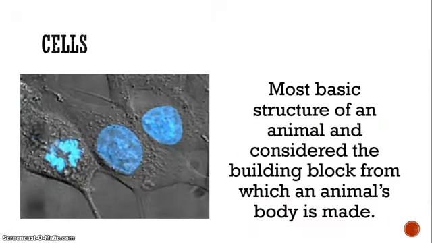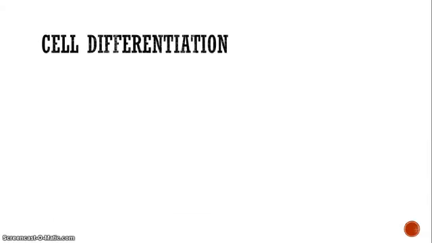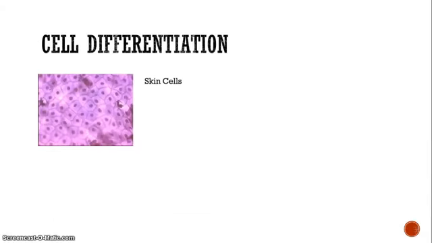A cell is the most basic structure of an animal and is considered the building block from which an animal's body is made. All cells of an embryo have the same number and kinds of genes, as they all descend from the same zygote. In the development process, cell differentiation occurs.